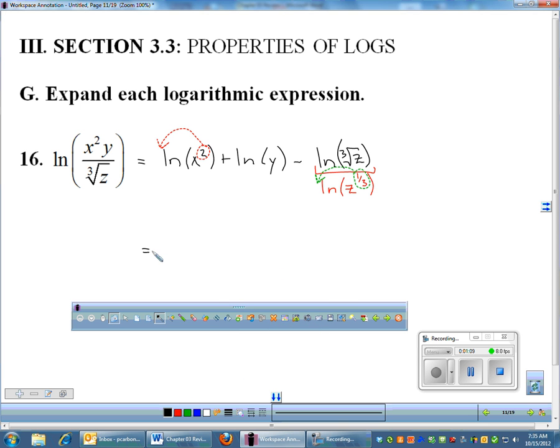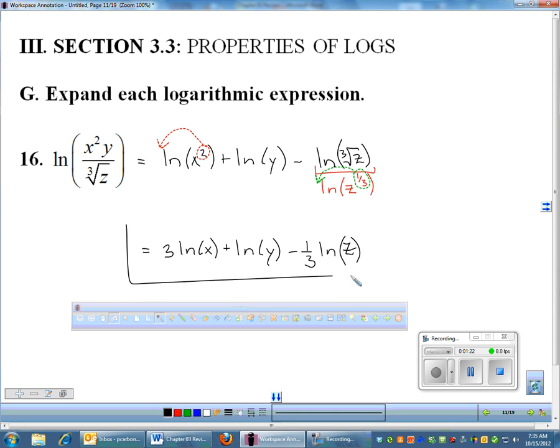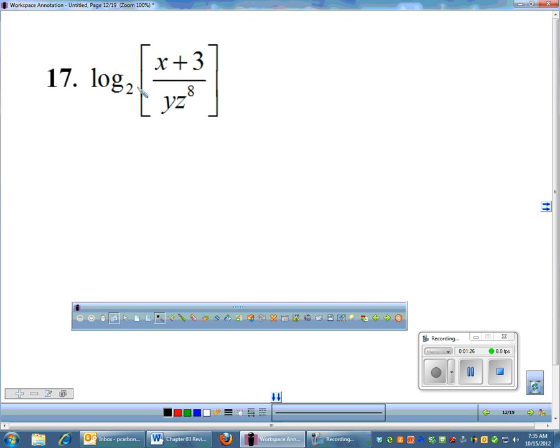So this final answer is going to be 3 times the natural log of x plus the ln of y minus, and I'll pull that 1/3 down, ln z, and there we go. There's our answer for number 16. Here's another one. Log base 2 of, I see x plus 3.